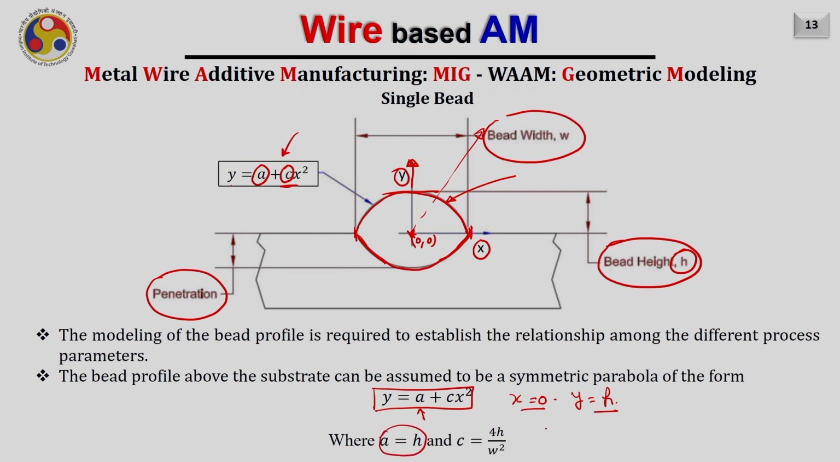Also I know that at y equals 0, meaning on this axis where everywhere y is 0, the value of x, if you observe on this curve only, is nothing but this much, and that is half of the width. I am calling it w by 2. So at y equals 0, x equals w by 2. As a result, you can find the value of the constant c, which will be equal to 4h by w square.